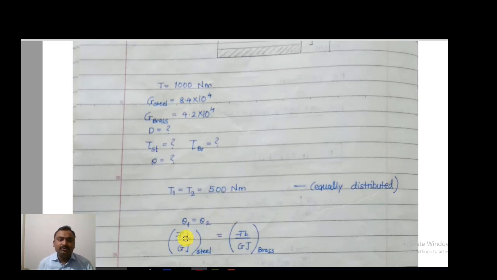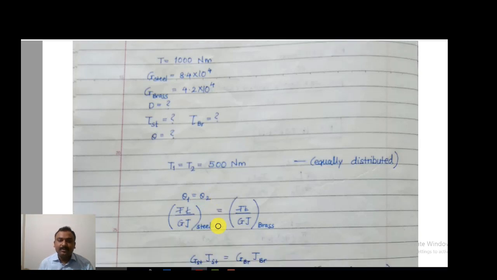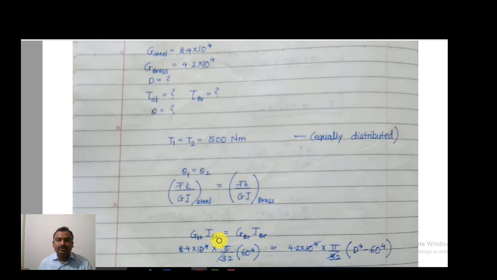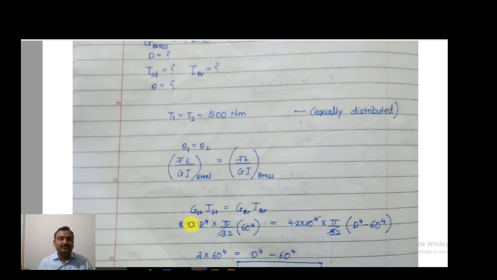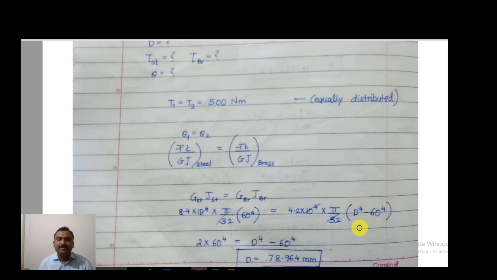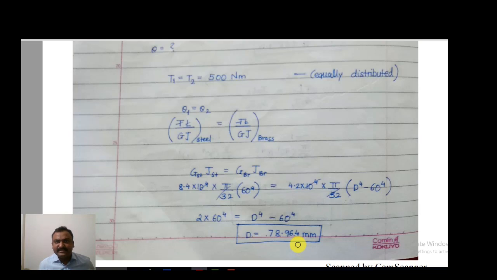Theta 1 is equal to theta 2, TL by GJ for steel, TL by GJ for brass. It is the condition for members in parallel or composite shaft. As torque is same, length is same, it will get cancelled. So we can equate G and J: G of steel, J of steel is equal to G of brass, J of brass. Just put the values and get the value of diameter. Do the calculation carefully. You will get diameter 78.964 mm.